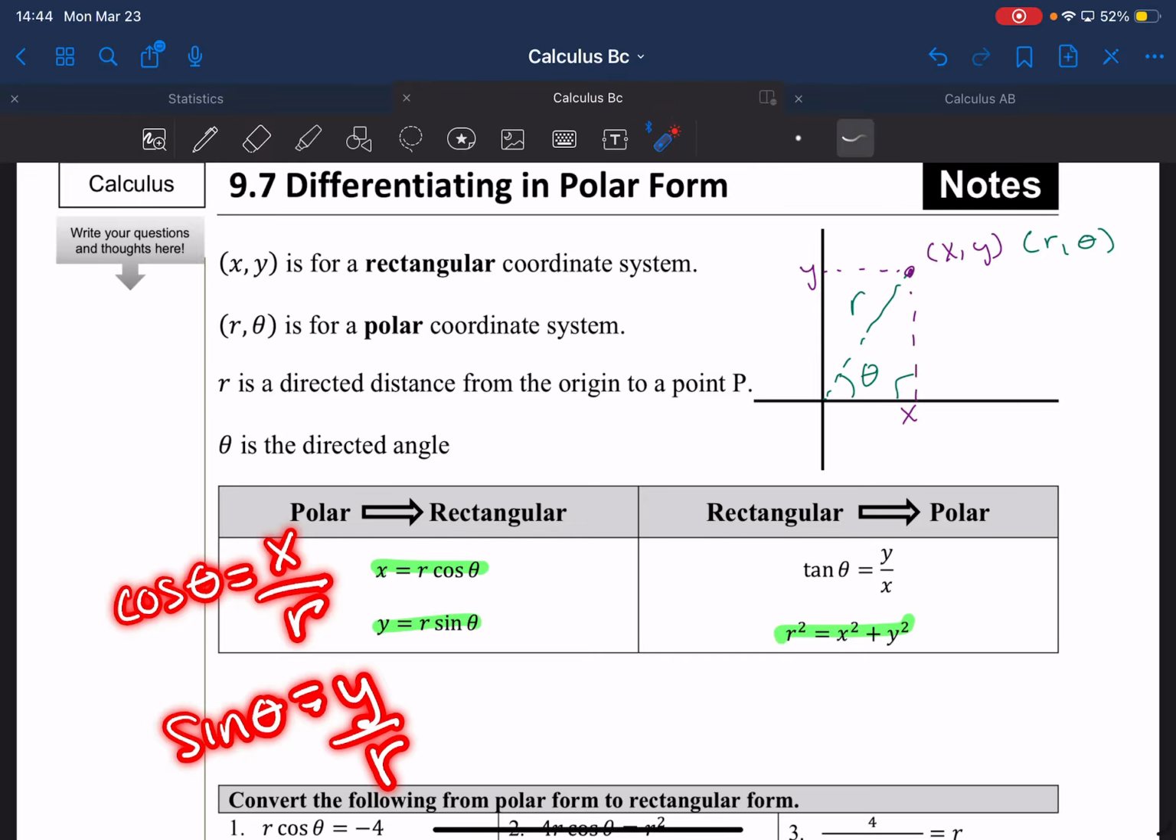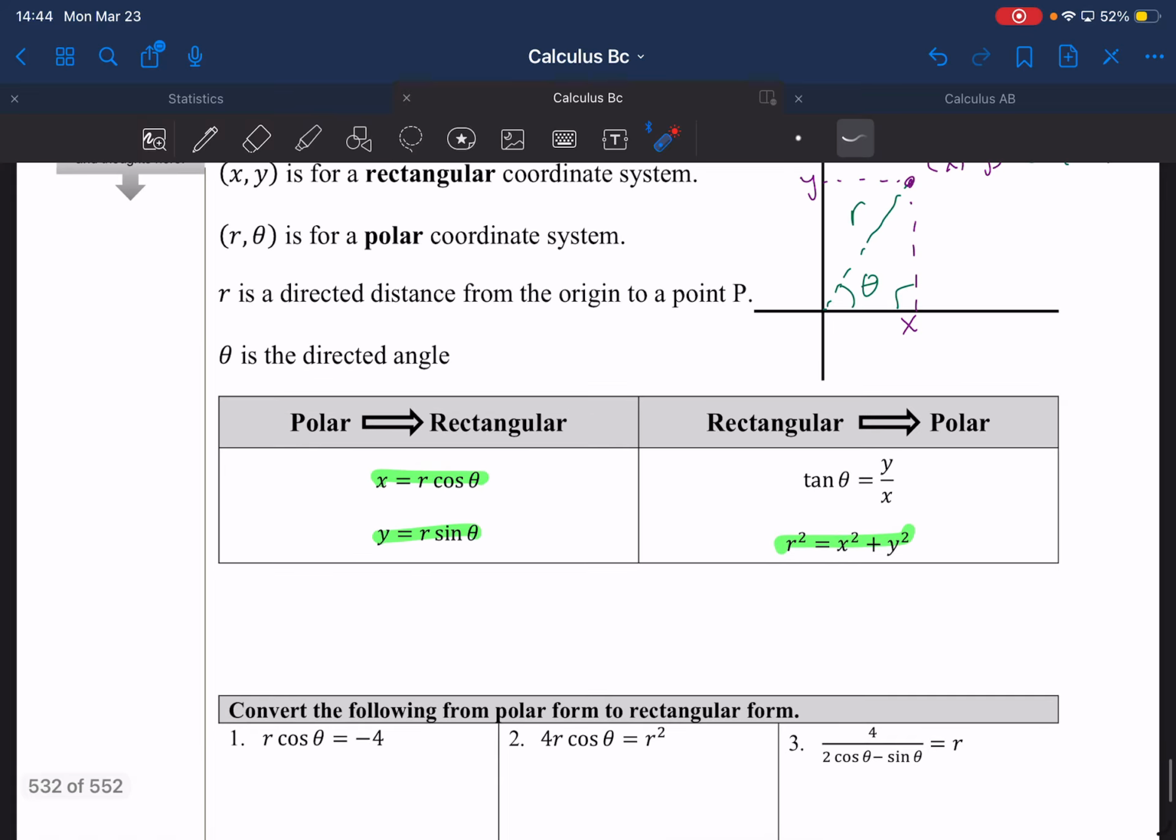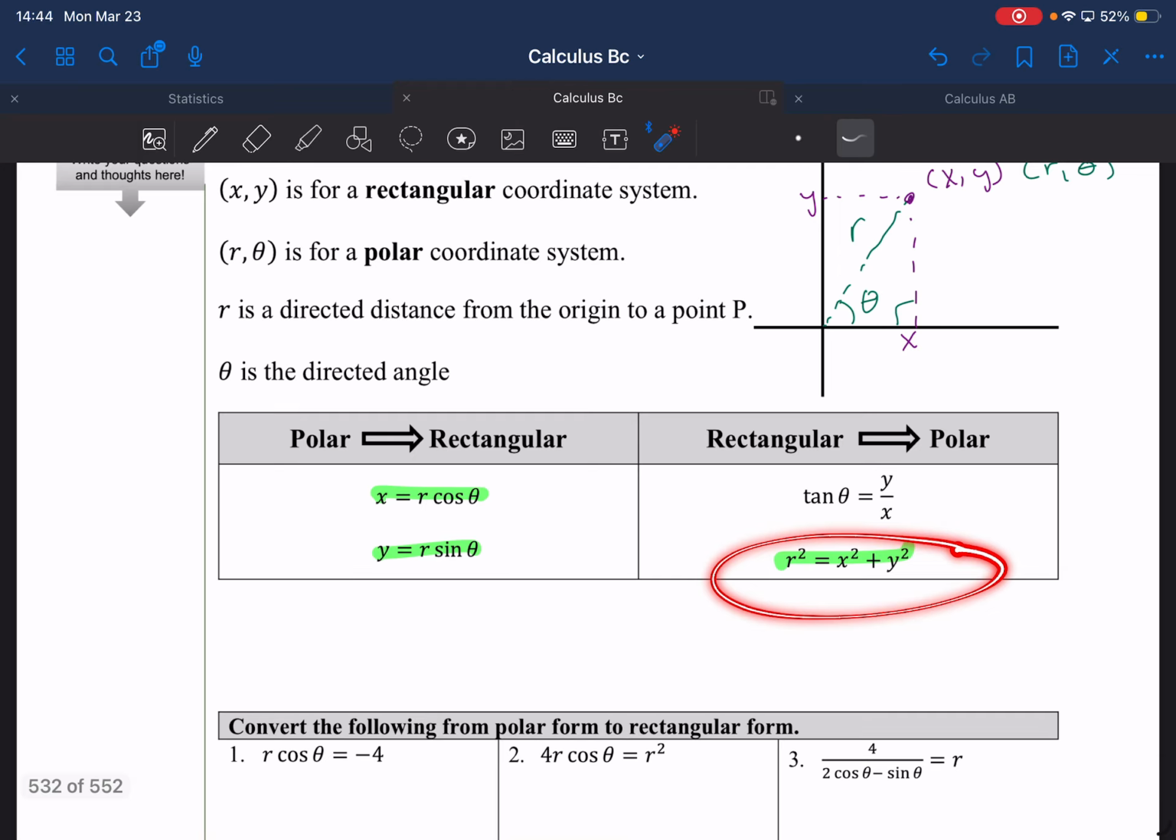For this part right here, since r is representing the hypotenuse, we use the Pythagorean theorem to solve. So r squared is simply the sides squared and then added together, so x squared plus y squared. So using those concepts from pre-cal and geometry, we're going to answer the next three questions. And again, these questions are just review.